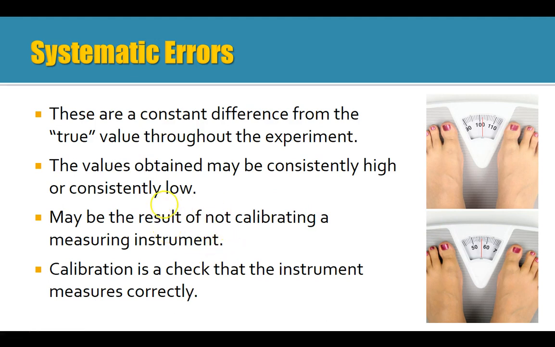So if you can, before you start an experiment, checking the calibration of an instrument might help to eliminate a systematic error before you even start an experiment. So for example, a set of scales that aren't calibrated correctly are going to result in a systematic error that incorrectly measures the weight.